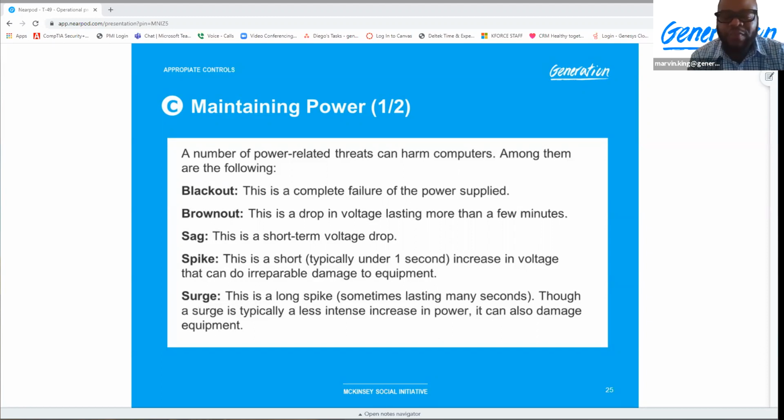So a sag, as it says, is a short-term voltage drop. And the opposite of the sag is a spike, which is an increase in voltage. Then you also have the surge, which is longer. I'm trying to get you used to the wording here. So the surge is much longer, the spike is shorter, the sag is shorter, the brownout is longer, and a blackout is total blackout. Get used to the lingo here.